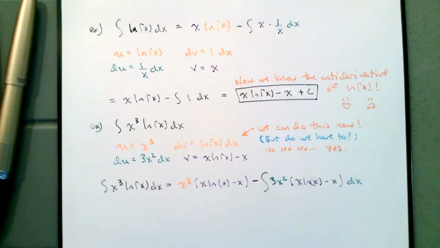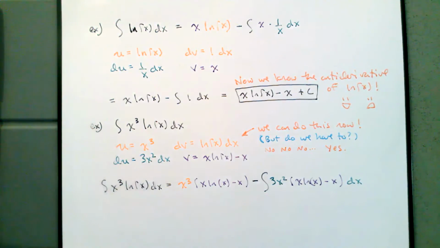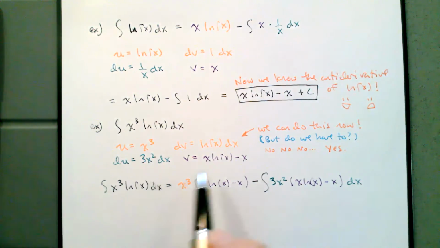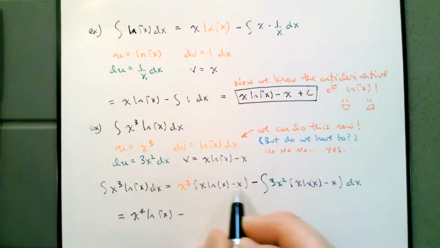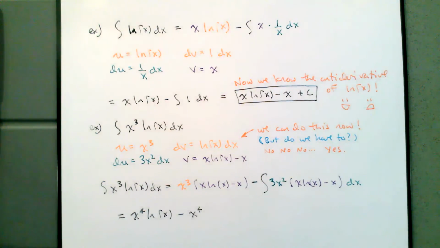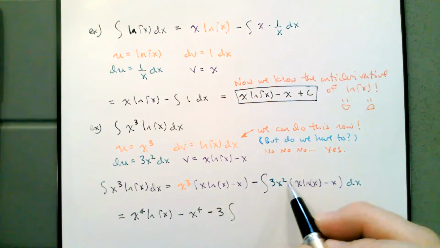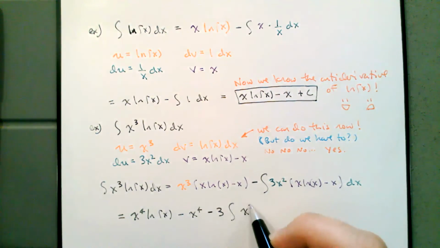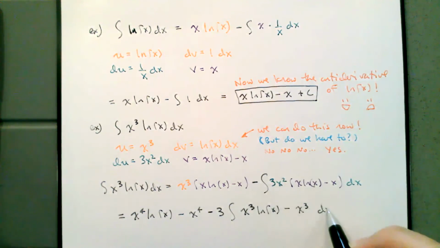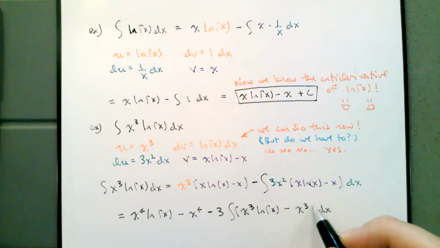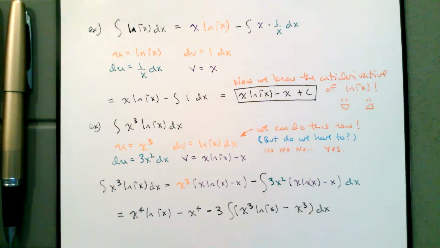All right, this looks worse, but we know that there's an answer here. So let's press on. Let's see where this is headed. So I'm going to distribute the x cubed. So I have x to the fourth natural log of x minus another x to the fourth. Okay, so that's no problem. I've got this factor of 3. I want to factor that 3 out, and I'm going to distribute an x squared. So that's going to be minus 3 times the integral of x cubed natural log of x minus x cubed dx. I'm going to emphasize that there are 2 terms in my integral, even though the integral and the dx form a grouping symbol.